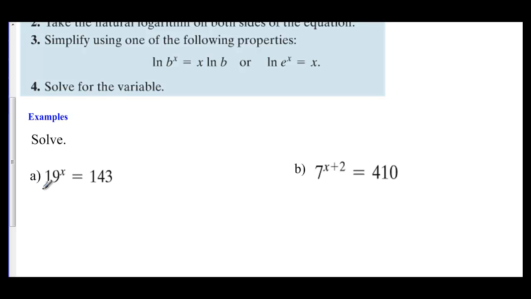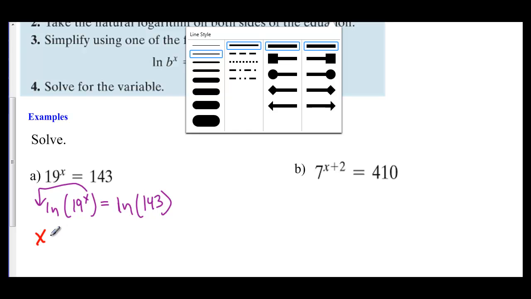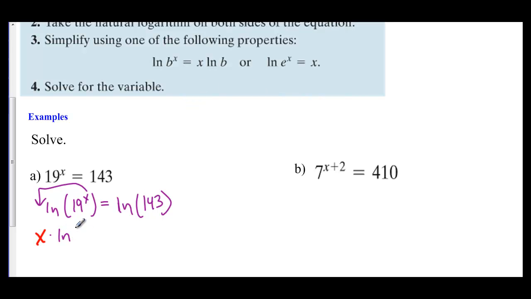So with this first one, we're going to start by taking the natural log of both sides. So we're going to have the natural log of 19 to the x equals natural log of 143. And the reason we're doing this is so that we can take this x and put it down in front. We're going to use our power rule. So the power rule is going to allow that to come in front. So we're going to have x times the natural log of 19 equals the natural log of 143.